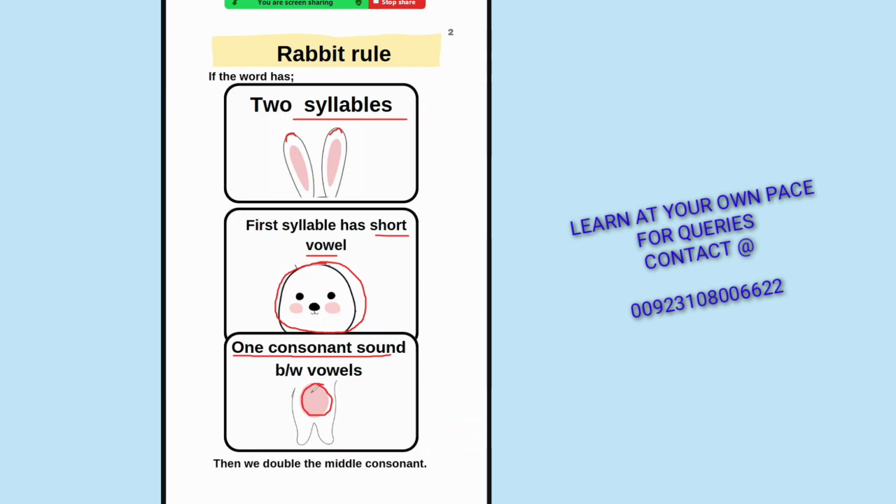The tummy represents the one consonant sound, and the legs represent vowels. So one consonant sound between the vowels. Then we double the middle consonant. So just keep the whole rabbit in your head, then you will get to know what this spelling rule is.